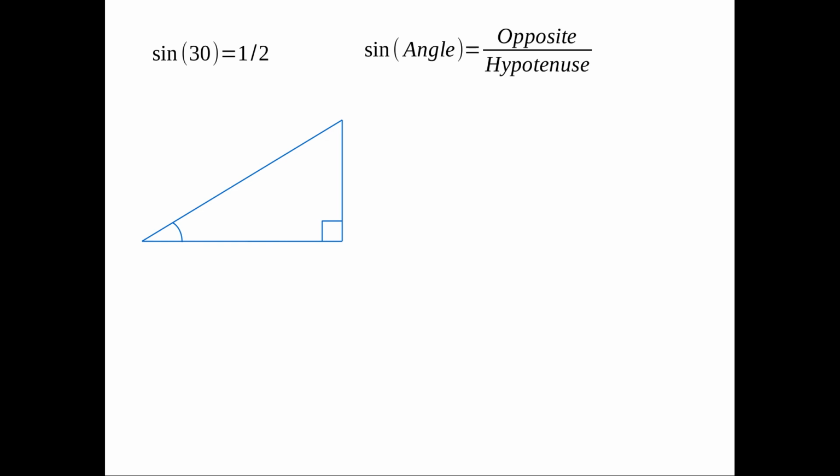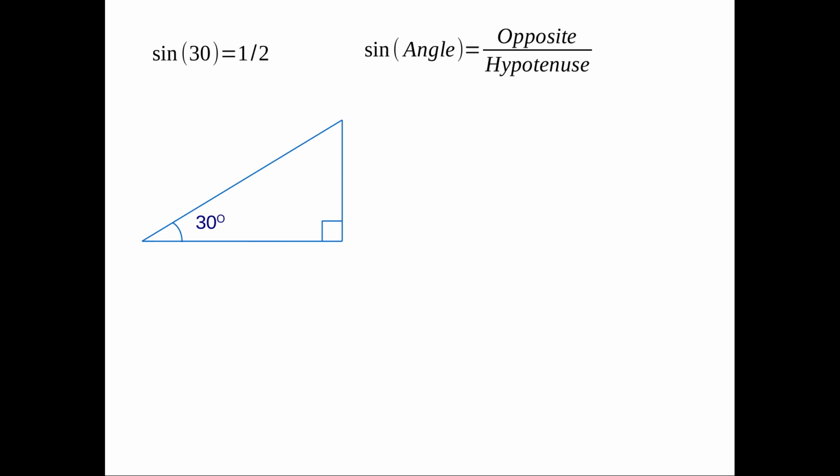If you punch sine of 30 into your calculator, and make sure your calculator is in degrees mode, not radians mode, you'll get a value of 1/2. And what that means is that anytime you have a triangle with an angle of 30, the side opposite that angle divided by the length of the hypotenuse will be 1/2. Here's what it looks like graphically.